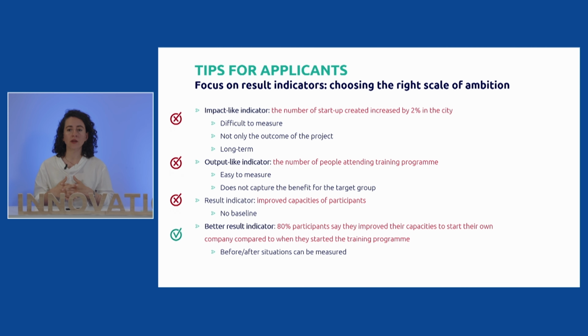A better way, and we're not saying it's the right answer, but at least it's a better way to do it, would be to say that 80% of the participants say that they improved their capacity to start their own company compared to when they started the training program. Here we have a baseline, we have a target value of where we want to go, and we can see the before and after situation.